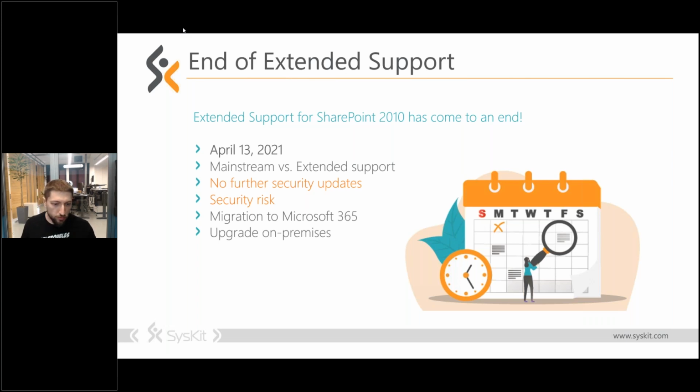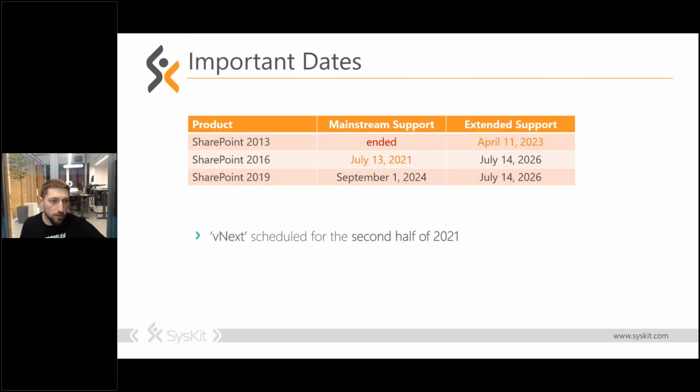Okay, let's move to the next slide. So here are also some important dates that expect you in the future. For SharePoint 2013, we are already in the extended support phase. This will end in April 2023. For SharePoint 2016, we have mainstream support until July this year, and the extended support lasts until July 2026.